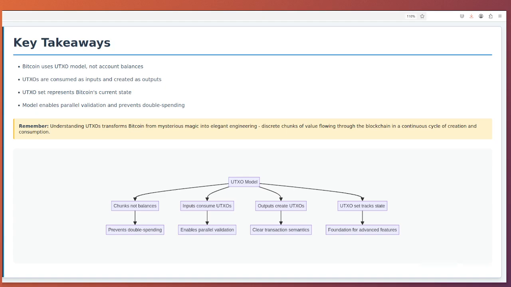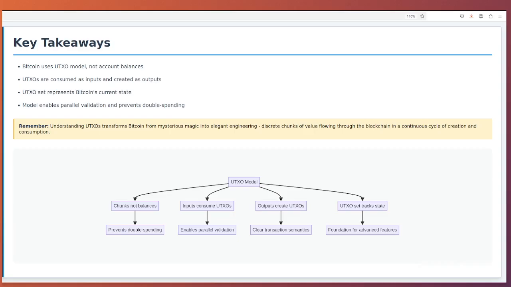Advanced features like multisig, time locks, and taproot leverage the UTXO model's flexibility to enable sophisticated use cases beyond simple payments. The UTXO model is fundamental to Bitcoin's security, enabling parallel validation and clear transaction semantics. While more complex than account models, it is optimized for Bitcoin's priorities of security, verification, and decentralization.